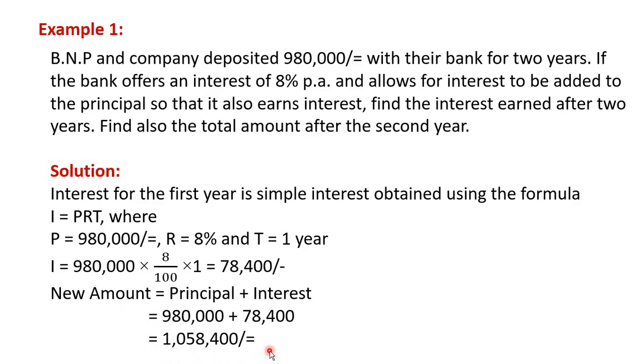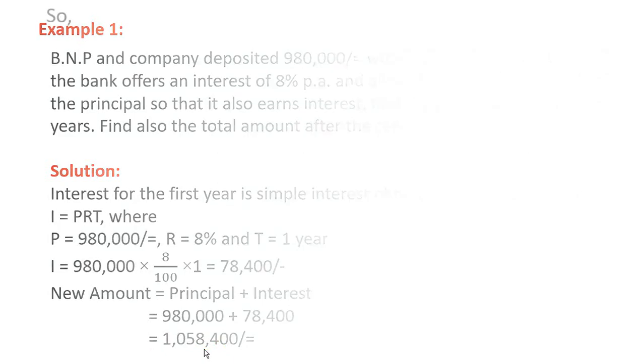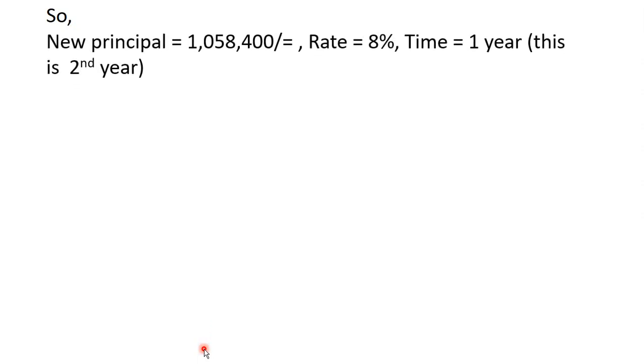So if we are now calculating the interest for the second year, then we are going to be using this principal of 1,058,400 shillings. So we have already known that the new principal is going to be that. Now let us go ahead and get the interest for that second year. Still, we are going to use I is equal to P times R times T, or I is equal to P times R times T divided by 100.